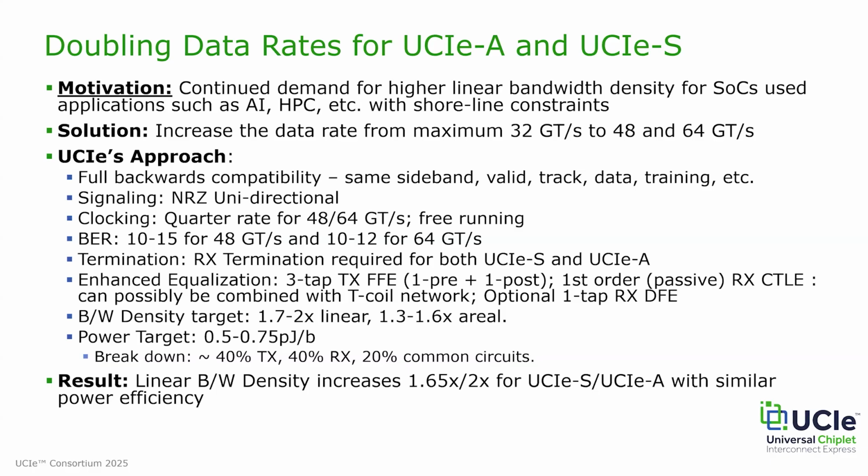So UCIe 3.0 addresses this demand by increasing the maximum data rate from 32 gig to 64 gig, and we also have 48 gig support in between. We achieve this increase in data rate while maintaining full backward compatibility, right? That's the part you will see over and over. I'll stress full backward compatibility with previous versions of the specification.